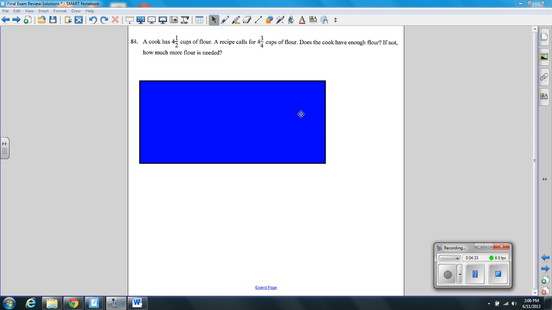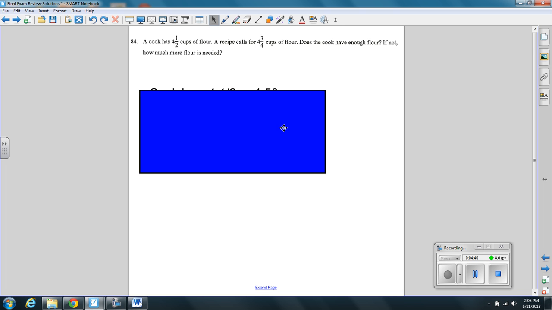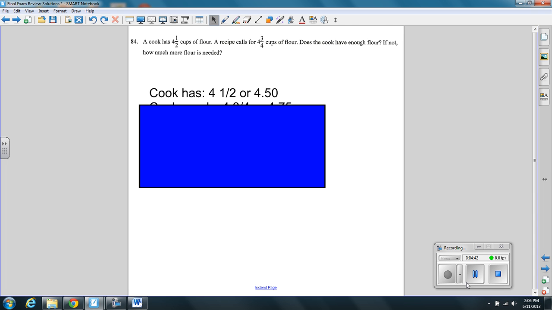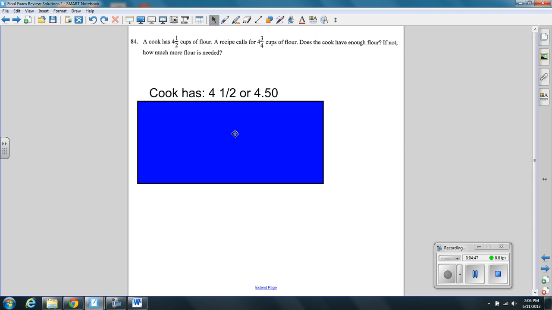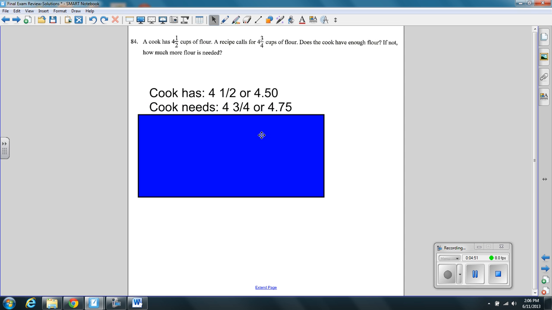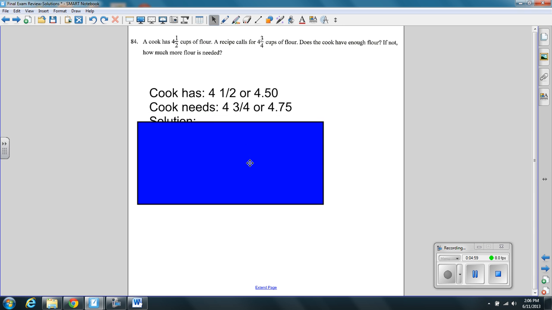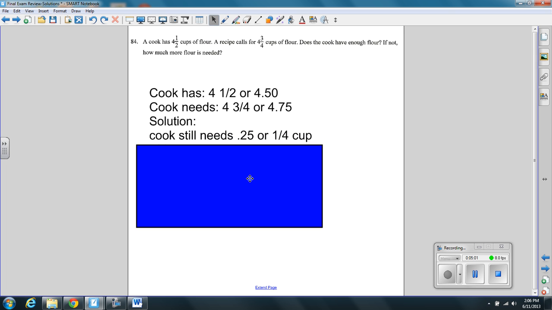A cook has 4½ cups of flour. A recipe calls for 4 3/4 cups of flour. Does the cook have enough? If not, how much more? The cook has 4½ cups of flour, or 4.50 in decimal form. The cook needs 4 3/4 cups of flour, or converted to a decimal, 4.75. So the solution is the cook still needs 1/4 of a cup, 0.25 cups of flour.